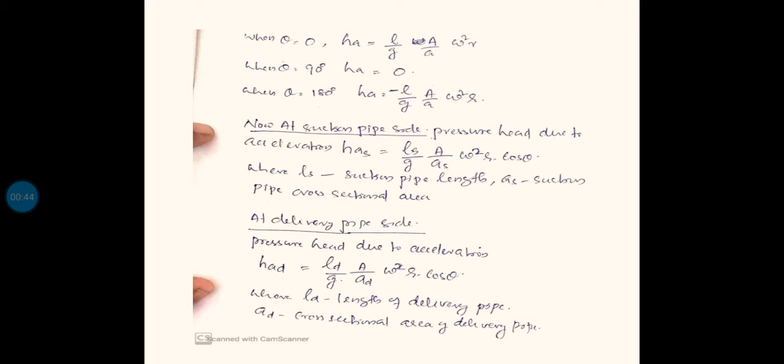Now at the suction side, the pressure head due to acceleration is HAS equal to Ls by g, A by As, omega square r cos theta, where Ls is the suction pipe length and As is the suction pipe cross-sectional area. And at the delivery pipe side, the pressure head due to acceleration HAD equals Ld by g, A by Ad, omega square r cos theta, where Ld is the length of the delivery pipe and Ad is the cross-sectional area of the delivery pipe. This we have seen in the third part.